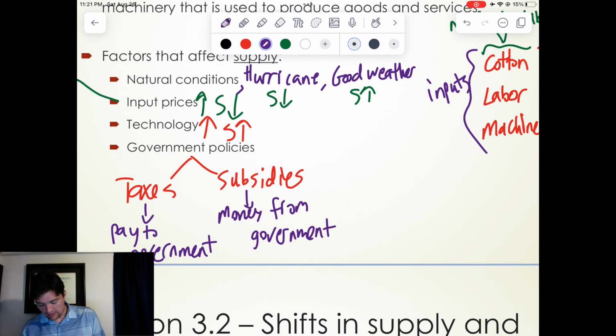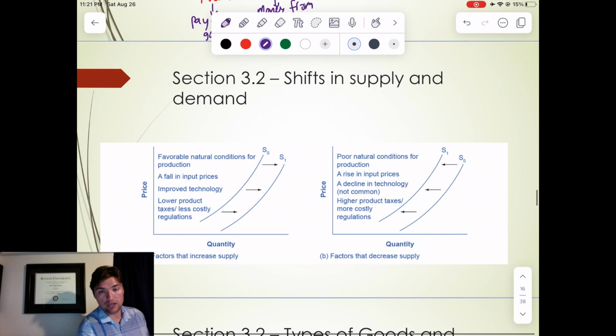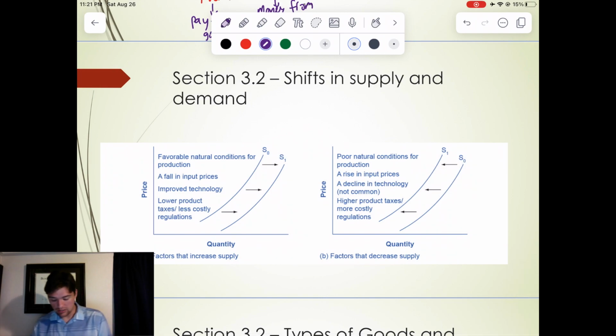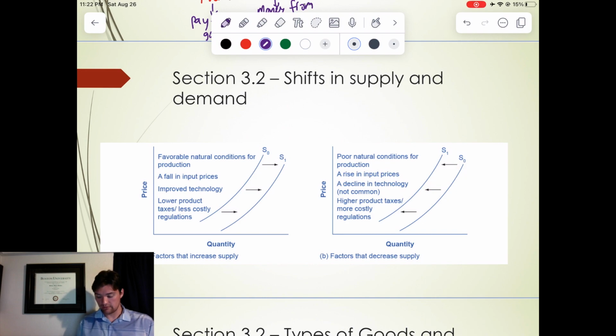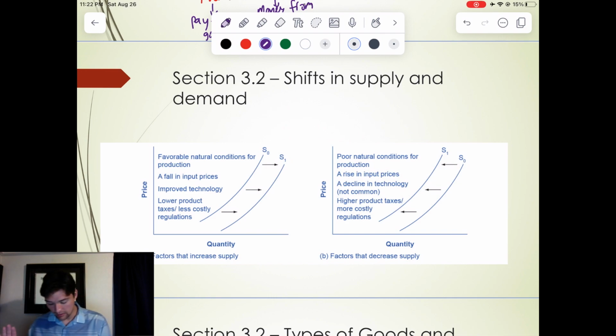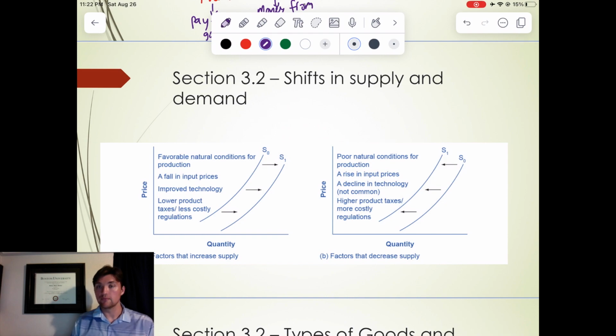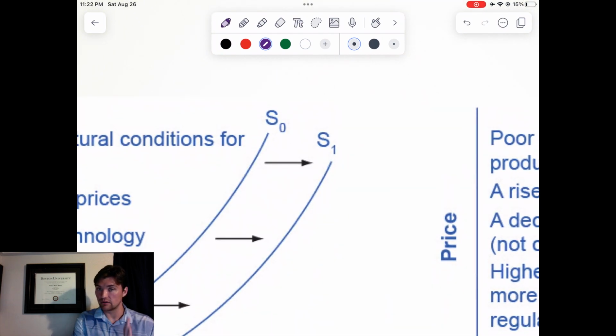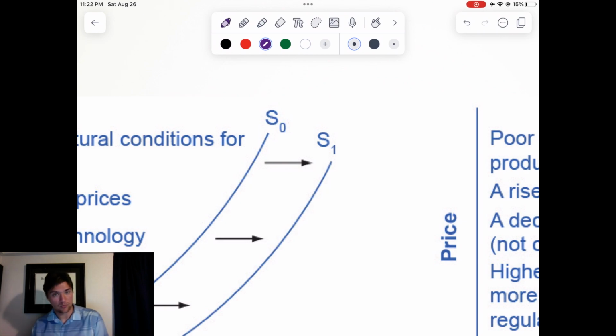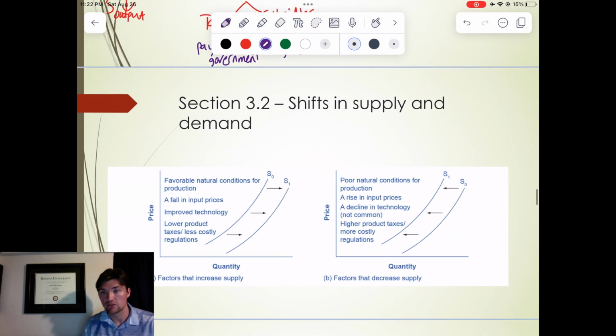And these are the different ways that we have changes to the supply curve, such as favorable natural conditions for production, or maybe a fall in the input prices, improved technology, or lower product taxes or less costly regulations. All of these things are going to be shifting the supply to the right. Notice here how we have S0 and S1. Remember, 0 is ground zero. It's starting here. And then we shift to the right, S1. And then these are the other factors that are going to be shifting the supply to the left, such as bad weather conditions, higher input prices, things like that.